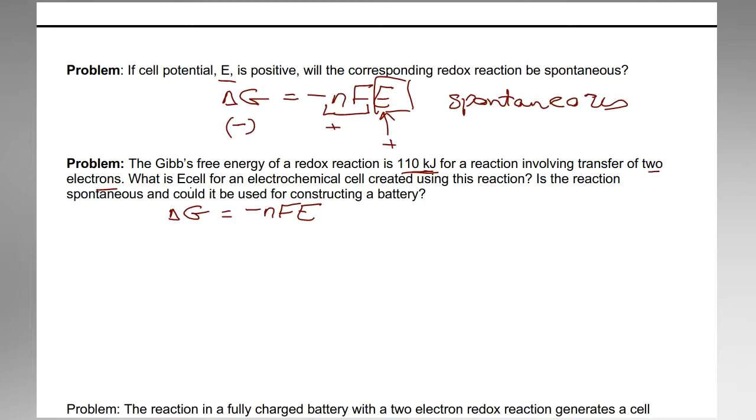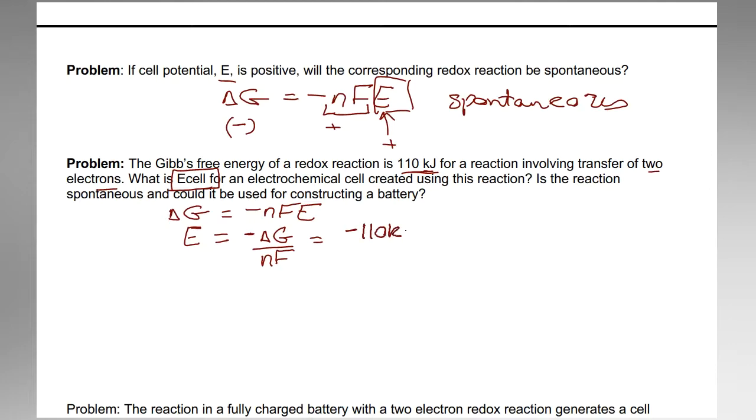So our goal is to determine the potential for the cell. So we want to rearrange this equation to solve for E. So E equals minus delta G divided by nF. This is just some arithmetic. I multiplied by -1 on both sides to get the -1 over there, and then divided by nF. So that means we just need to put in some numbers now.